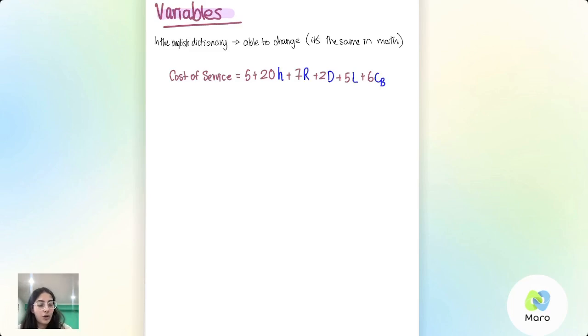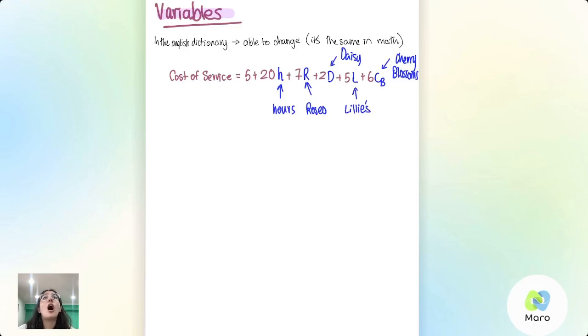So now what I want you to understand: H is the hours, R is roses, D is daisies, L is lilies, and CB is cherry blossoms. And the cool thing about this is now if I get sick, or I'm actually the owner and I just want a quick formula where I plug in numbers and get the answer, now I have a formula to do that.